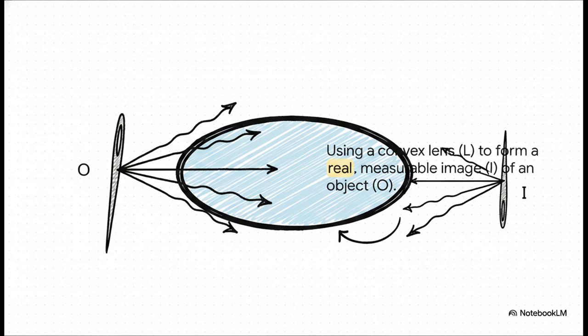So here's our first move. We take an object, let's call it O, and we use our convex lens L to create a sharp, real image at a point we'll call I. The most important thing here is that we've just created a tangible, measurable point in space that we can actually work with. It's our anchor.